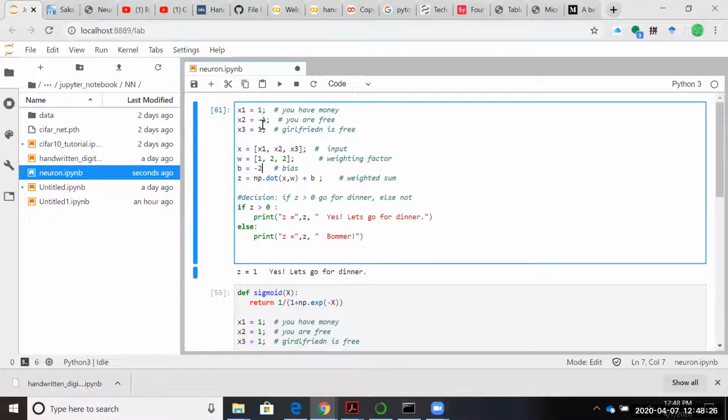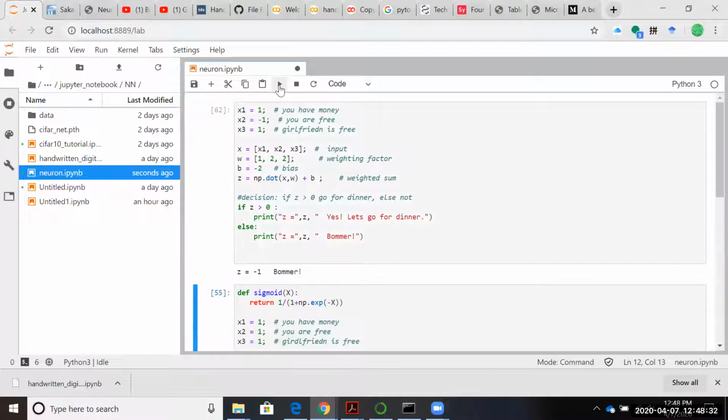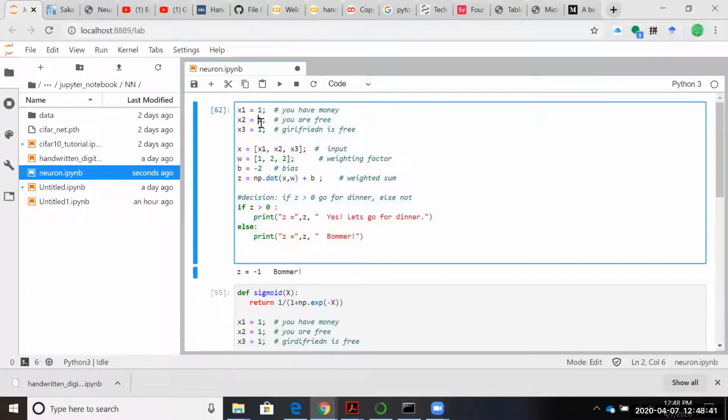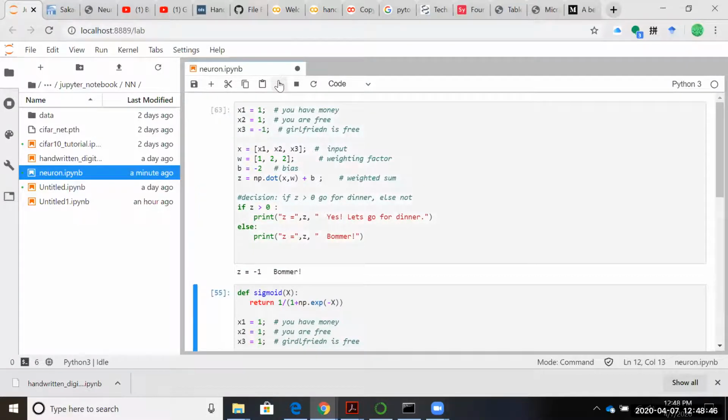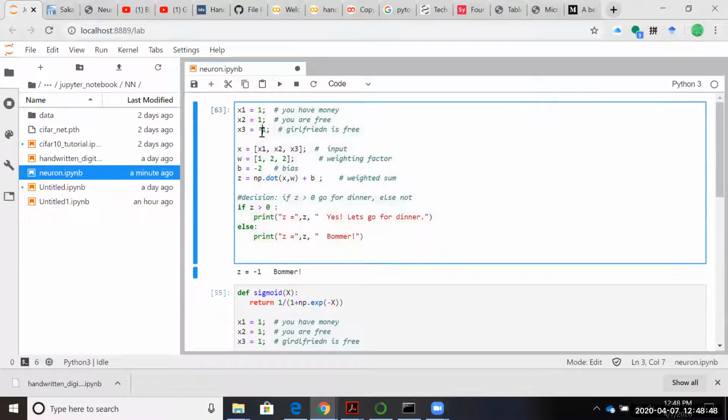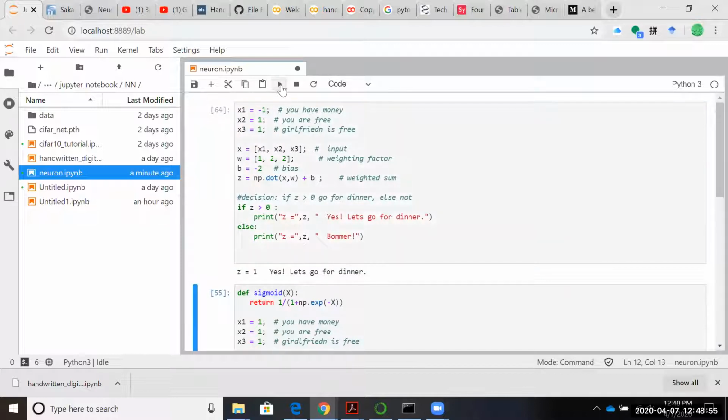So now my outcome is input weighted, right, plus a shifting with a bias factor. So now you can see if your girlfriend is not available, it's a bummer. You are available, and your girlfriend's not available, it's also a bummer. If they're both available, but you don't have money, you still say yes, even with that bias is yes.